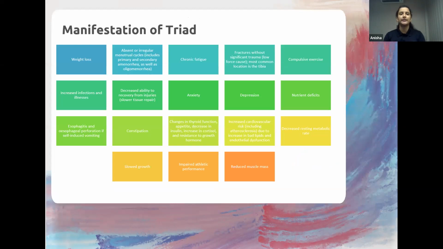Now, we have already seen what the manifestations of the triad are. So there are different things like weight loss, anxiety, depression, nutrition deficits, constipation, slowed growth, impaired athletic performance, which is very common in athletes because of all these accompanying factors.